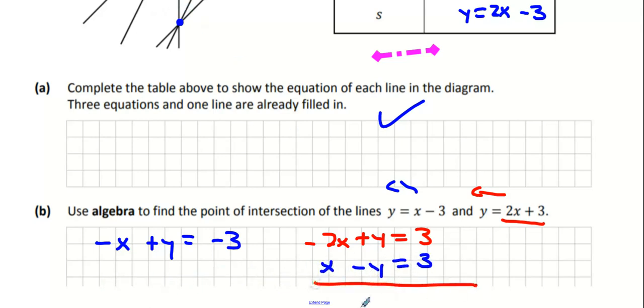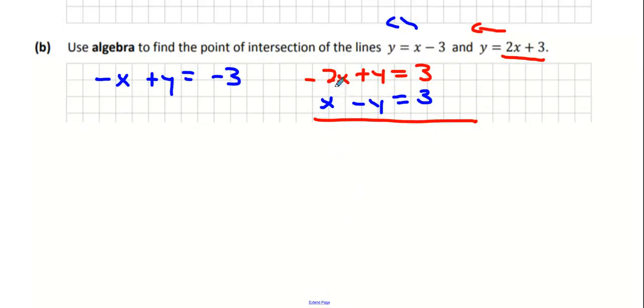If I add them both together, I'm going to get minus 1x, the y's will cancel and I'll get equals 6. Multiply both sides by minus, I'm going to get x equals minus 6.